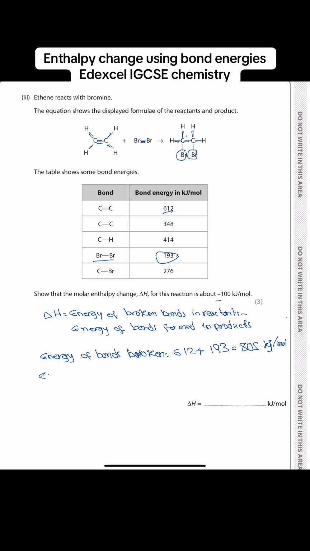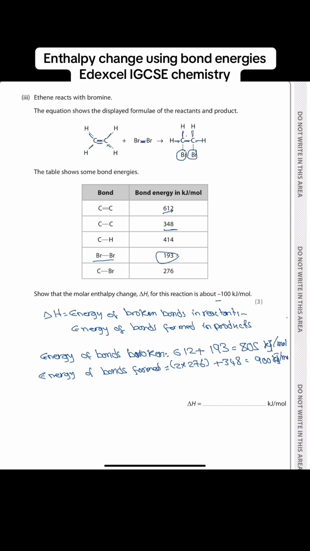And then we need to calculate the energy of bonds formed in the product, and that will give you 2 of the carbon-bromine bonds, so 2 times 276, plus the carbon-carbon single bond, which is 348, and that will give you a total of 900 kilojoule per mole.